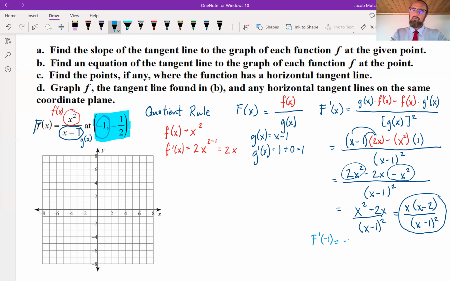So -1 times -1 minus 2 over -1 minus 1 quantity squared. So that's going to be -1 times -1 minus 2 is -3. That's a +3 in the numerator. -1 minus 1 is -2. If I square -2, that's +4. So the slope of the tangent line is 3/4. And I can write that up here on part A.